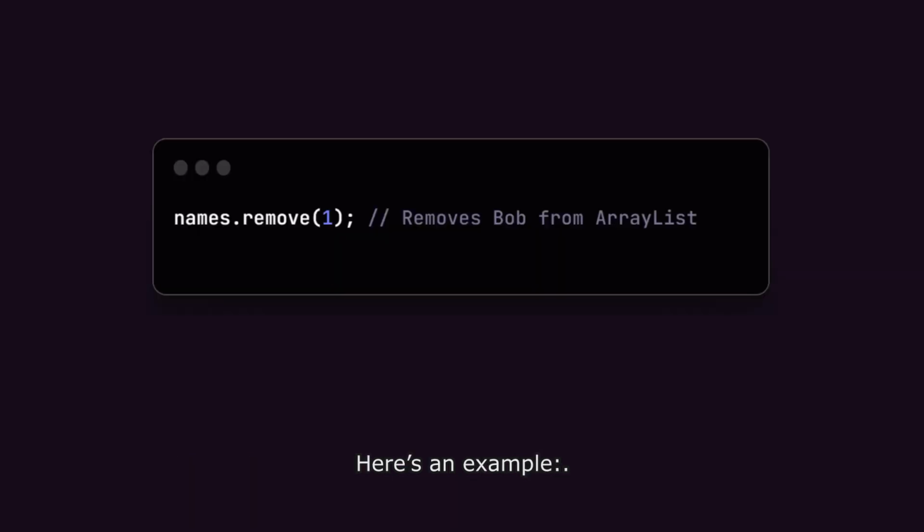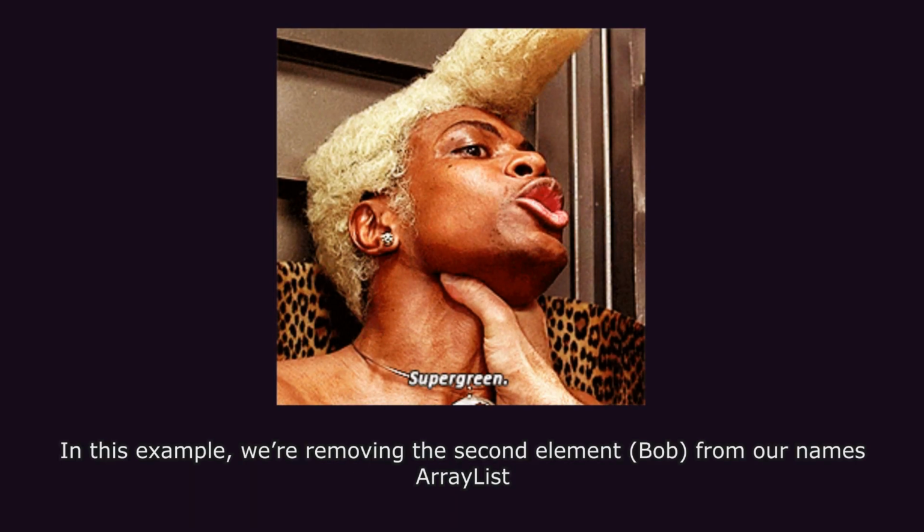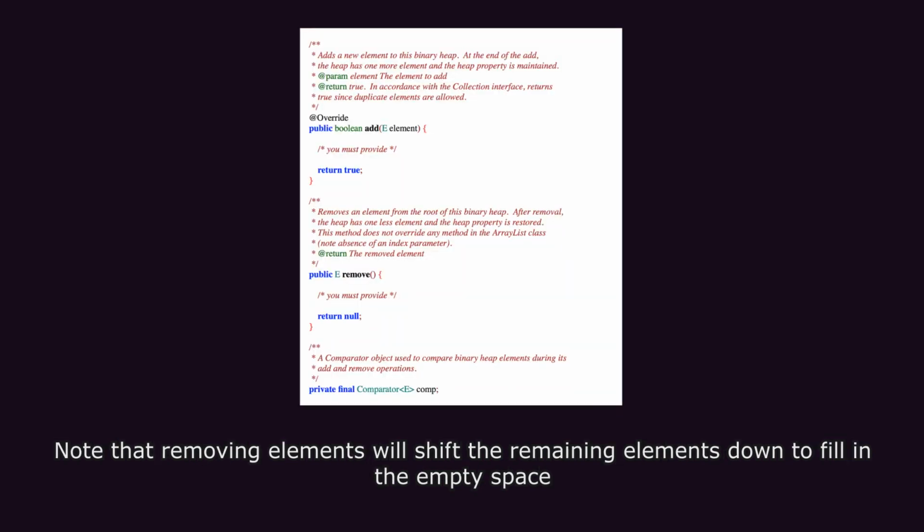We can also remove elements from our ArrayList using the remove method. Here's an example. In this example, we're removing the second element, Bob. Note that removing elements will shift the remaining elements down to fill in the empty space.